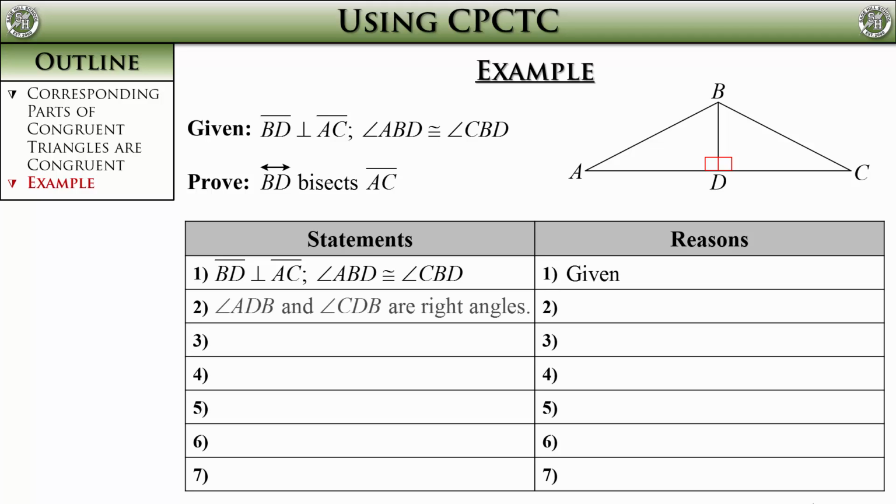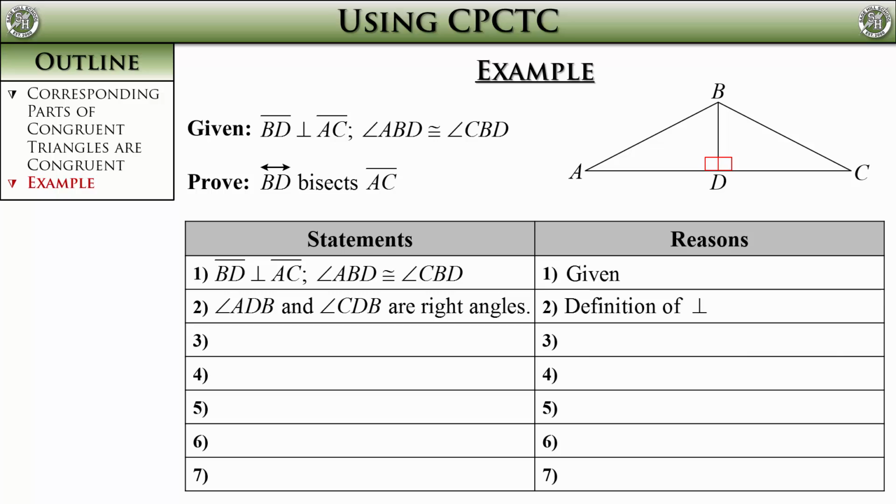I can say that angle ADB and angle CDB are right angles. Why can I say that? Where did that come from? It came from our perpendicular lines. Step 2 is put more English words in our proof. The next step when you see English words is almost always to translate that into something more useful, using the definition of whatever the English words are. That's what we will do now.